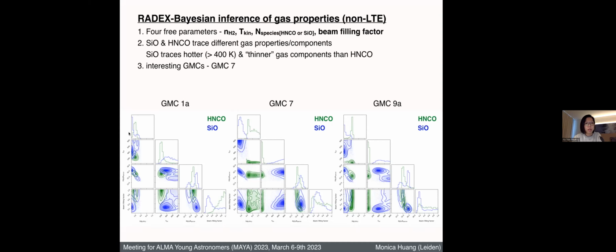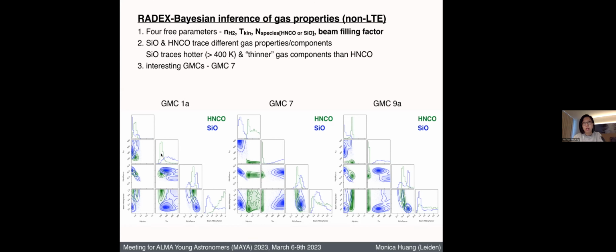component compared to SiO. The temperature, which is plotted in the second column in the individual corner plots, HNCO is pointing always towards older gas components compared to SiO. So this provides very strong evidence that these two species are pointing to very different gas components. But chemically, as I already stated in earlier minutes, both are thought to be shock tracers.